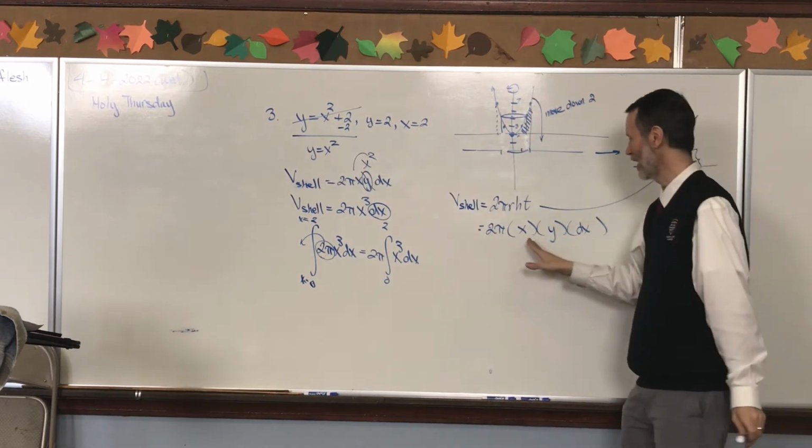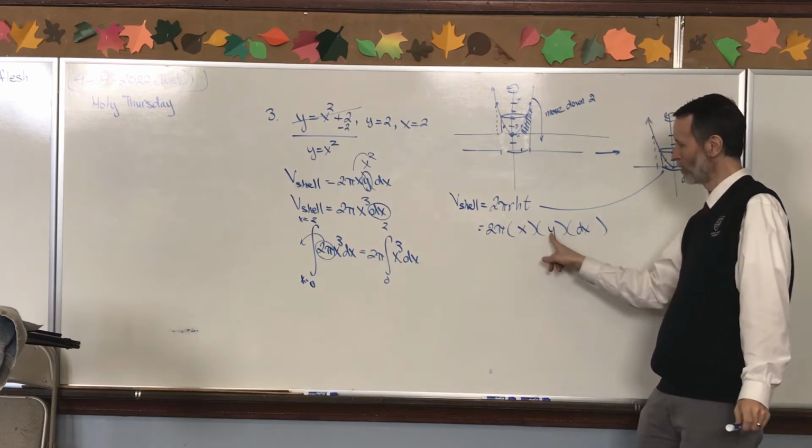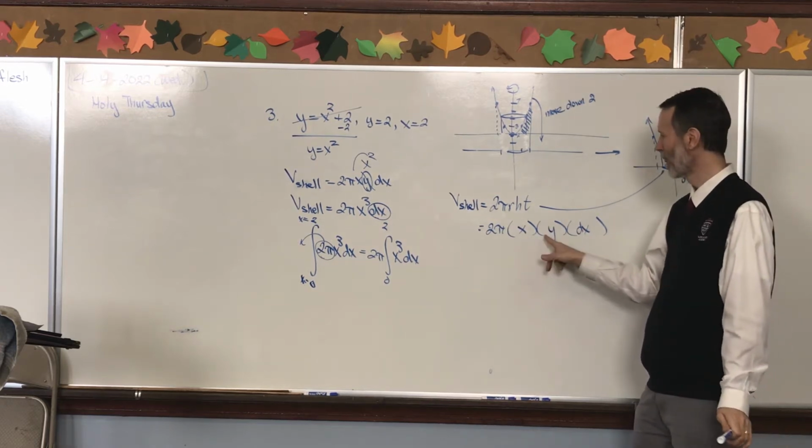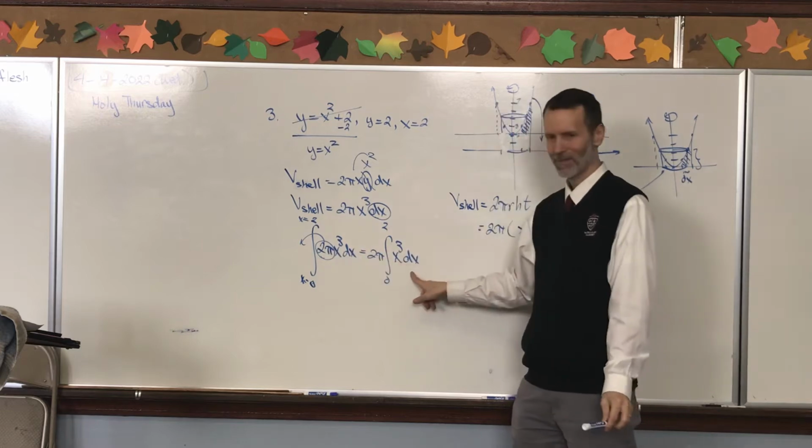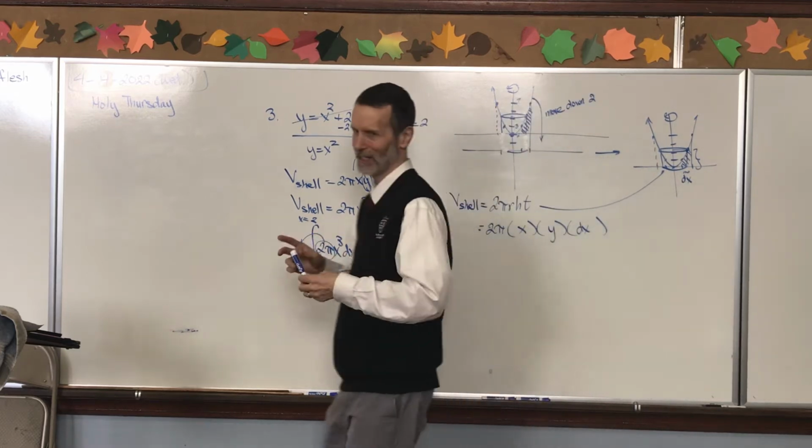And we got 2 pi r h t. Replace the y because it's the oddball. And we got this. So how do you calculate that?